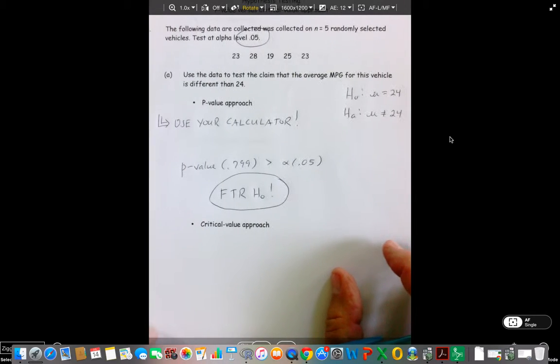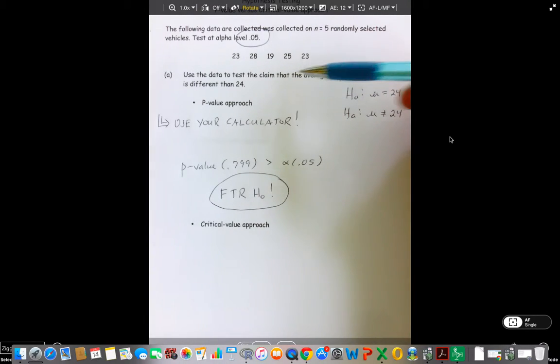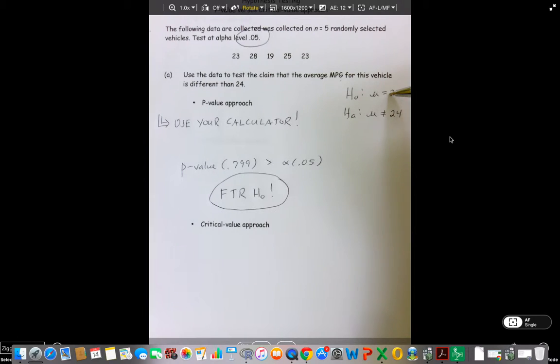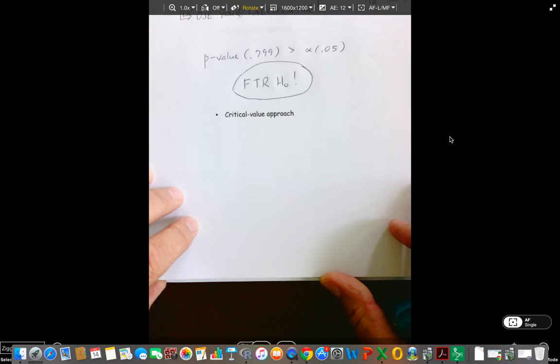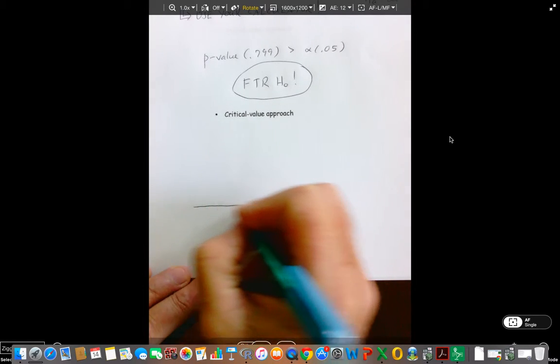So is there sufficient evidence to claim that the average miles per gallon is different than 24? No, there is not. There's not sufficient evidence to support that the mean is different than 24. The critical value approach, guys, is more involved. You can use your calculator, but you've got to do more work.